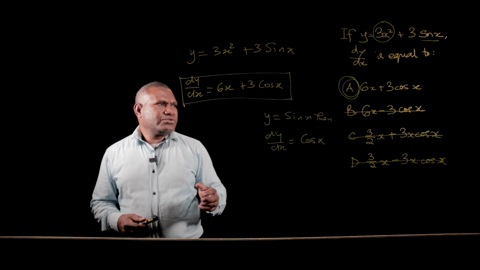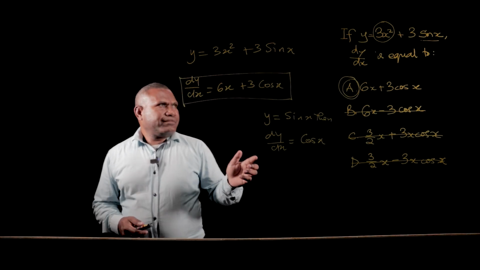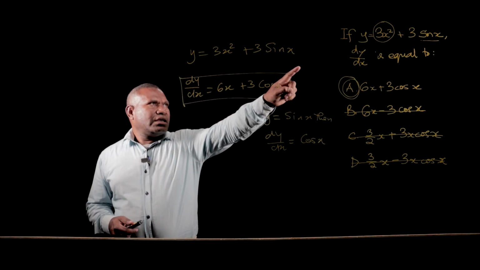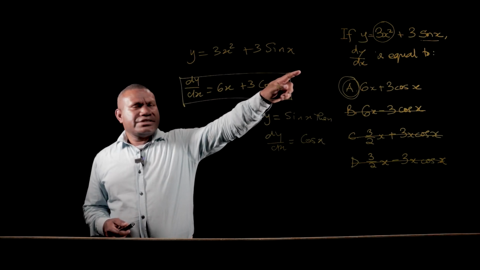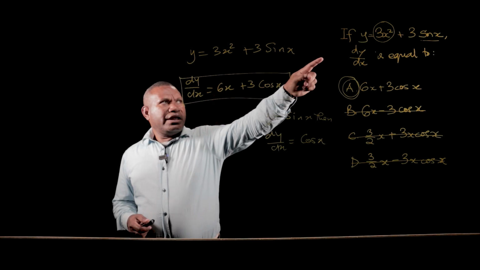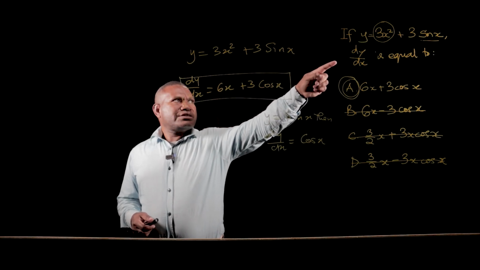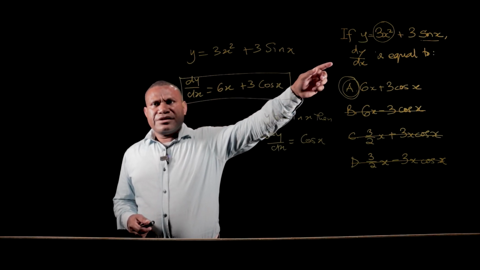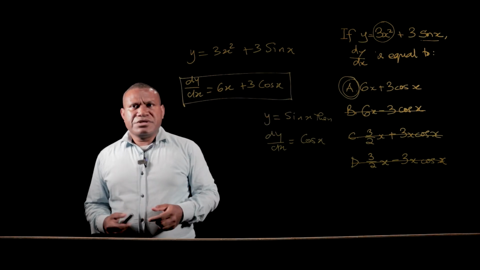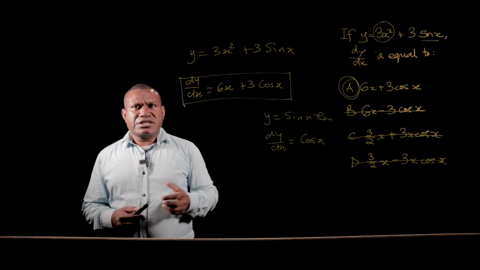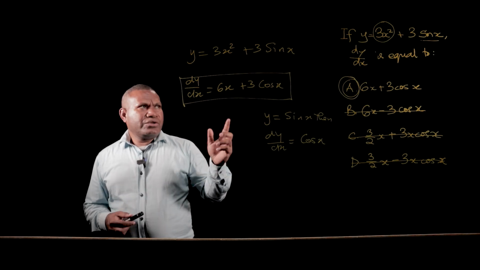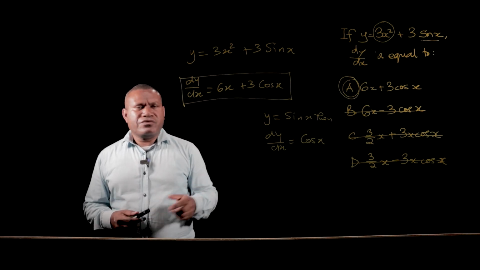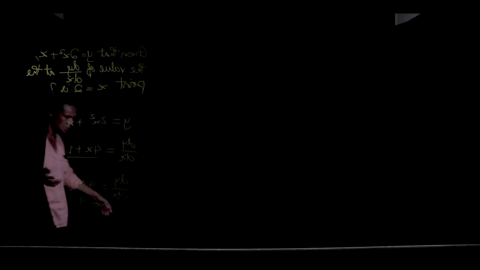This brings us to the end of the lesson on this question. If y is equal to 3x squared plus 3 sine x, it's a differentiation of an algebraic expression as well as the trig function. This brings us to the end of our lesson, and in our next lesson, we are going to look at the short answer question. But before we do that, we are going to remove what is on the board here.